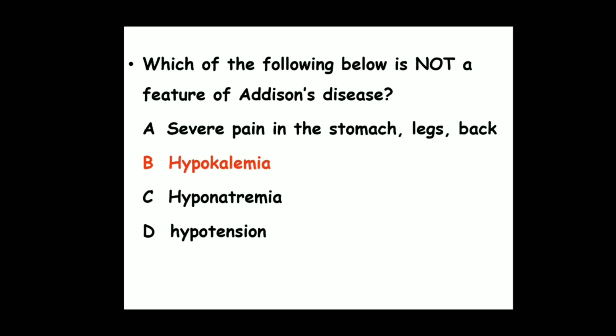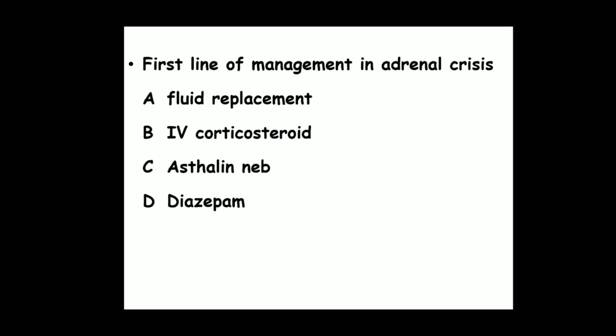Other features are features of Addison's. Severe pain in the stomach, legs, and back is experienced in Addisonian crisis more than in Addison's disease. But because of the electrolyte imbalance, there can be pain in the legs, back, and elsewhere.